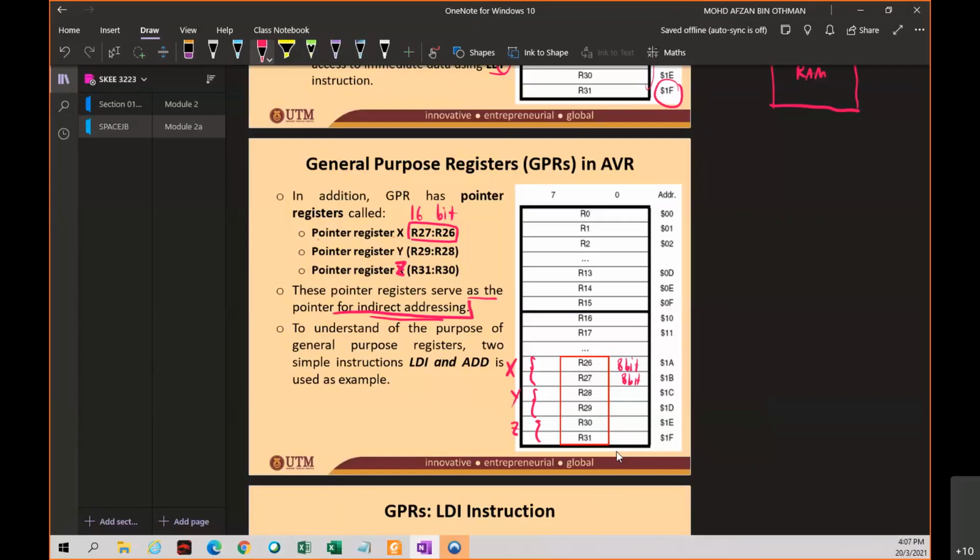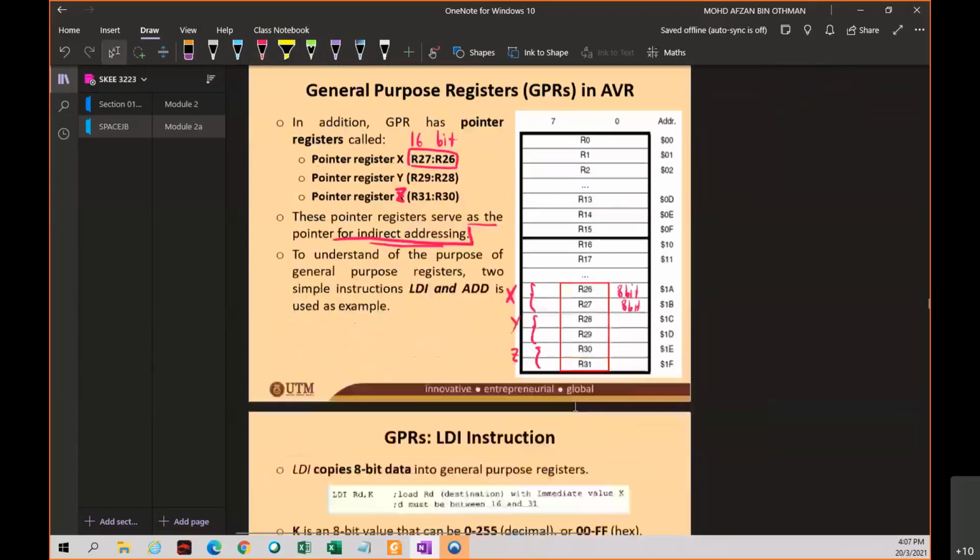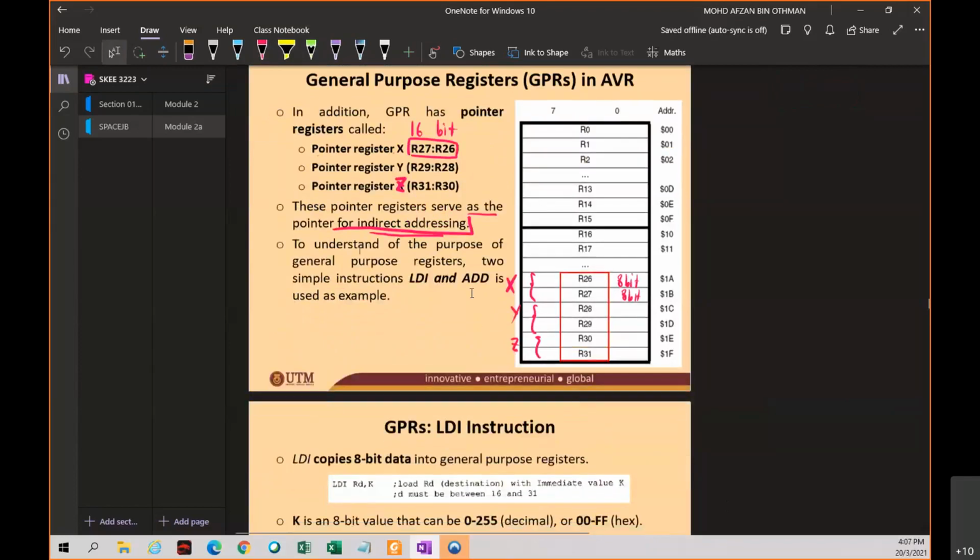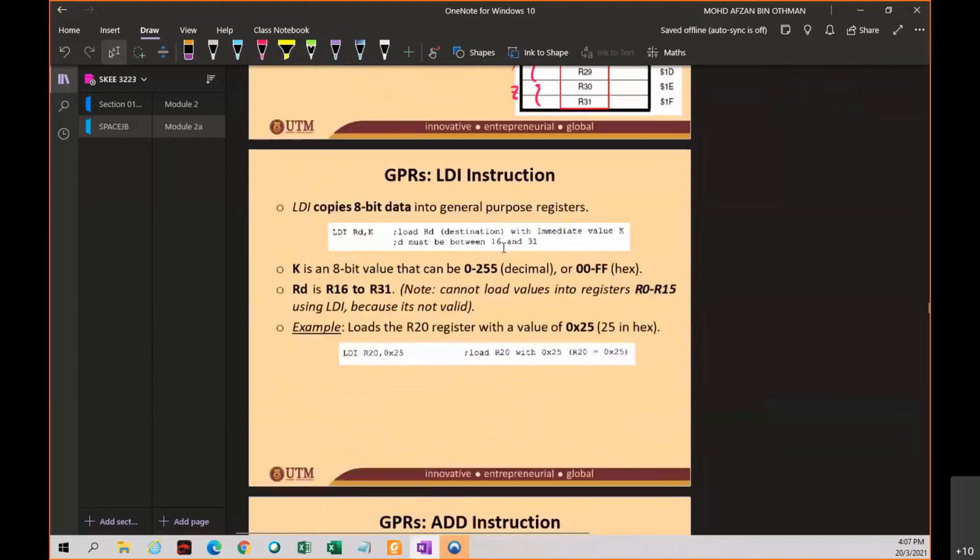Okay, so to understand the purpose of general purpose register, two simple instructions, LDI and ADD, are used as examples. Okay, so kita nak tengok macam mana this general purpose register works. So kita akan guna these two instructions, which is LDI and ADD. Okay, so LDI instruction. Okay, so this LDI instruction copies 8 bit data to your general purpose register.